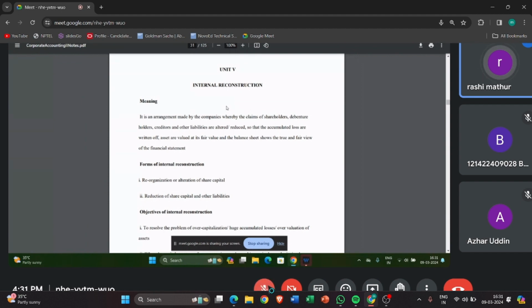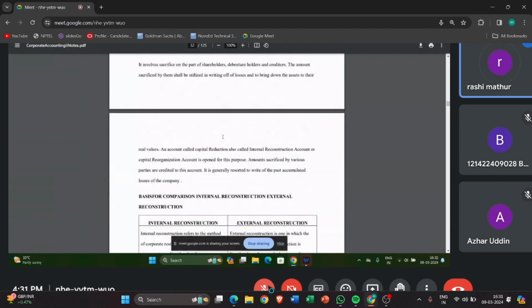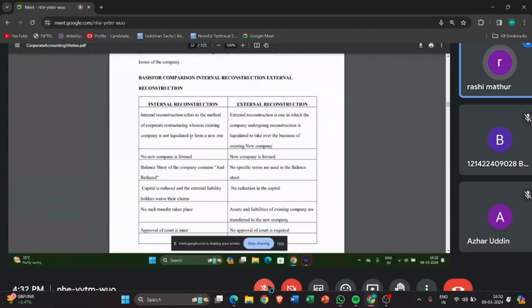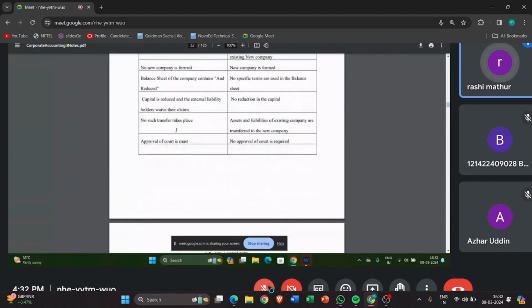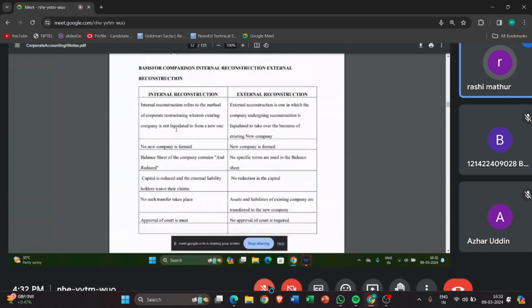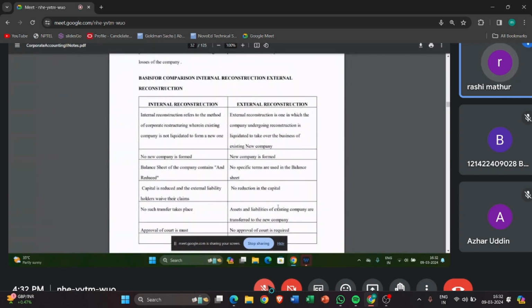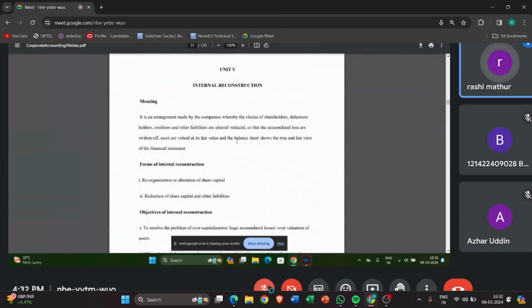Internal reconstruction, fourth unit, wherein both in the internal and in the external you will have problems only. There is not much theory in this chapter. The only theory question is: differences between internal reconstruction and external reconstruction. That also I have given in the exam. So there is only this one short answer question. I have given it. So learn this really well and attempt one theory question only. But there are problems only. What we have to do is understand just a few things here.